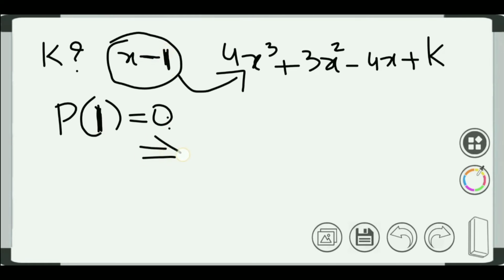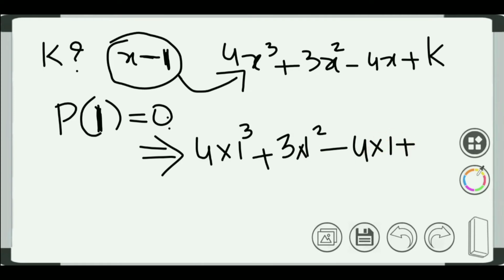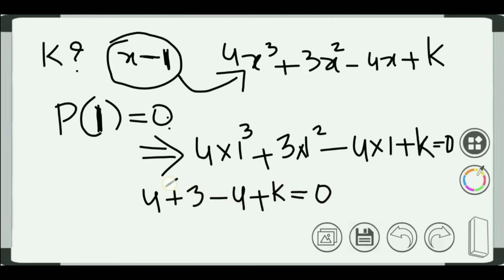You can equate this one. Instead of x, you can give 1. So 4 into 1 cube plus 3 into 1 square minus 4 into 1 plus k is equal to 0. 4 plus 3 minus 4 plus k equal to 0. Plus 4 minus 4 cancelled. 3 plus k is equal to 0. So k is equal to minus 3. This is how you will find the value for k by using factor theorem. Okay.